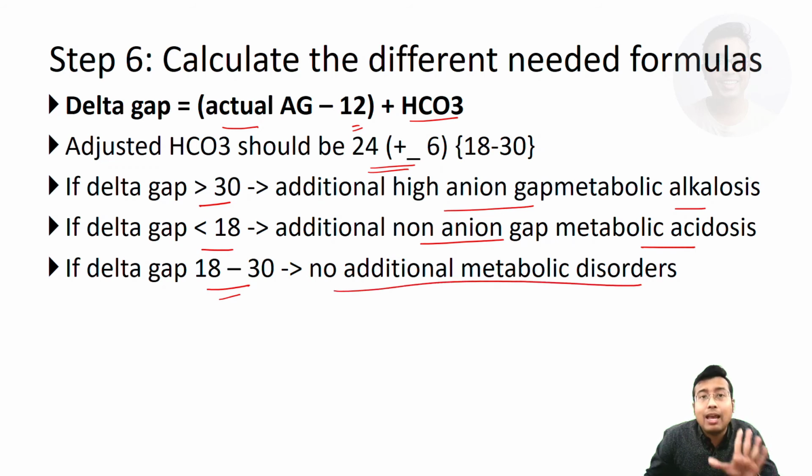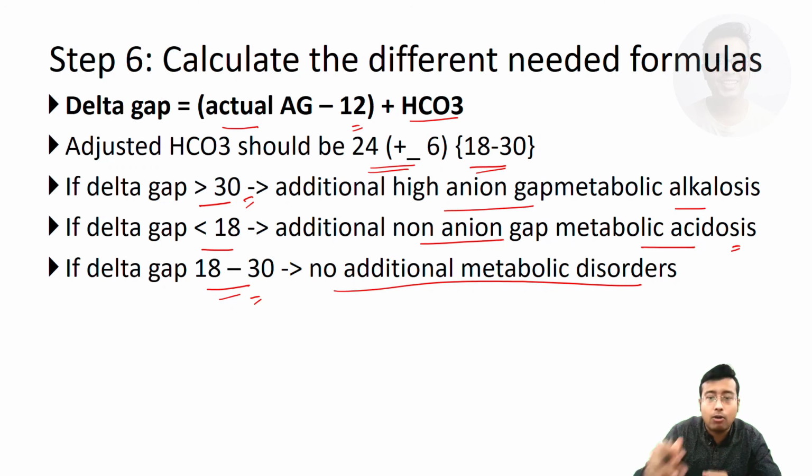Mind it, we have already diagnosed our problem to be high anion gap metabolic acidosis. Now we are trying to calculate if there is any additional disorder or not. So we need to see whether the delta gap is within this range or outside this range. If it is more than 30, it means there is more bicarbonate, so definitely there is high anion gap metabolic alkalosis. If the delta gap is less than 18, it means there is additional non-anion gap metabolic acidosis, bicarbonate is low, and if it is in between them, there is no additional metabolic disorder, we should be satisfied.